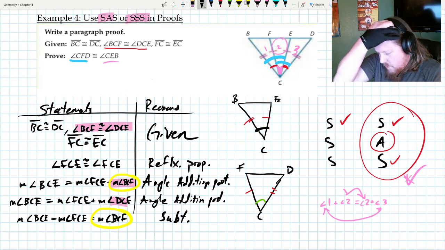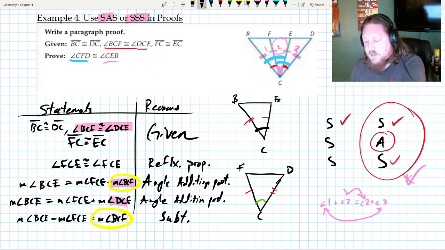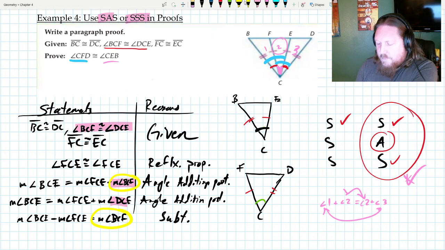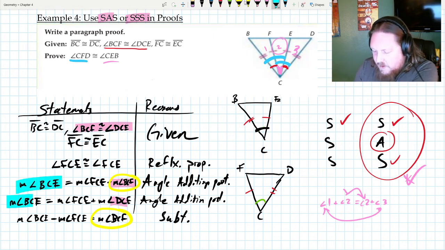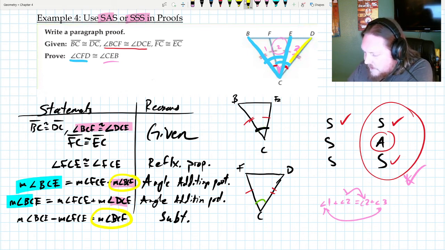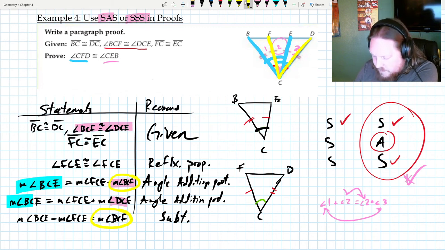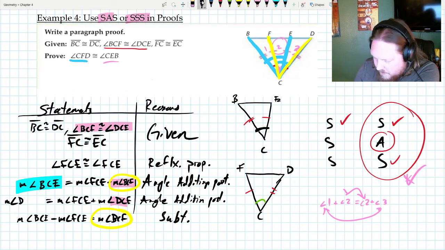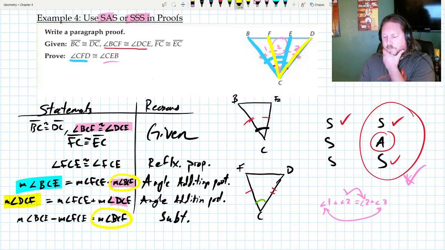Oh, that's where my mistake was. My problem was I wrote the same expression down for both of these things, but they're not the same, right? BCE is on the left triangle. DCF is on the right triangle. So one of these here should be DCF. I'll highlight it in yellow to show you my mistake there. I wrote down the wrong angle. All right.